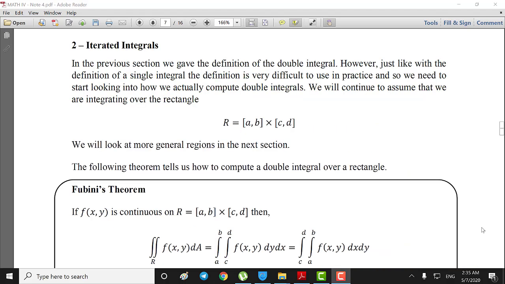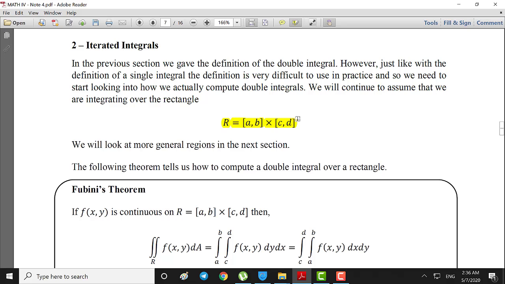Now, in the previous section, we gave the definition of a double integral. However, just like with the definition of a single integral, the definition is very difficult to use in practice. So we need to start looking into how we actually compute double integrals. Now, continuing this section, we will continue to assume that the region is rectangular with x from a to b and y from c to d. And we will look at more general regions in the next section.